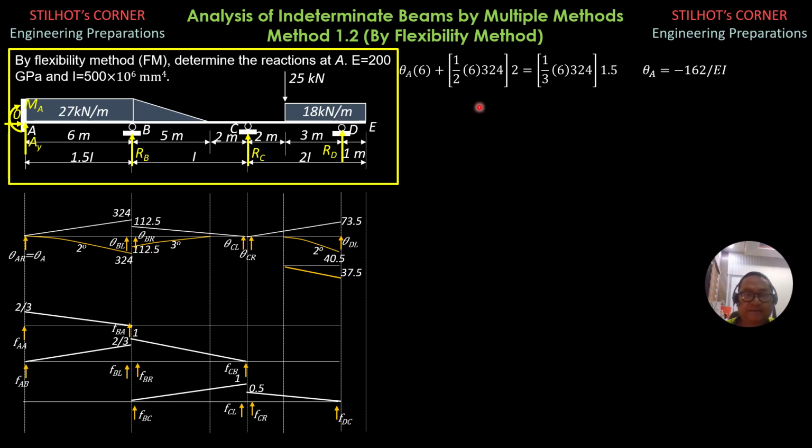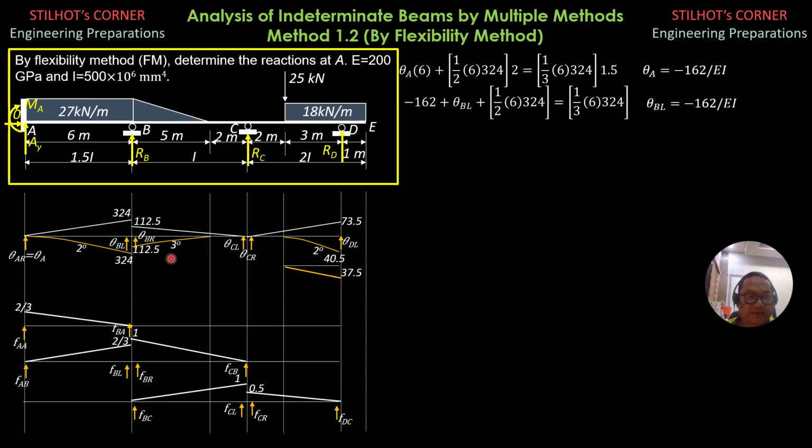Next, we have to solve for theta B left. This can be solved by taking moment about A or simply summation of forces Y. So negative 162, that's theta A, plus theta B left plus 1/2 of 6 times 324 equals 1/3 of 6 times 324. So theta B left, this is summation of forces Y, is negative 162 over EI also.